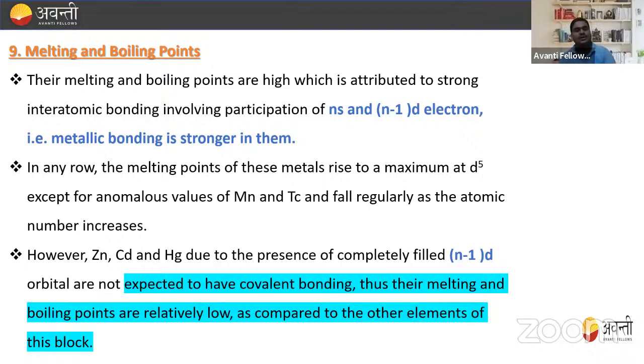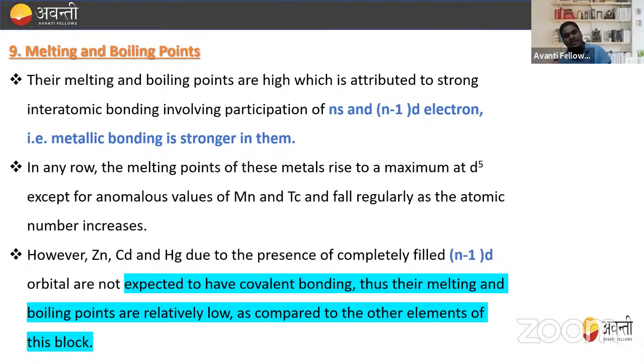Now, in any row, the melting points of these metals rise to a maximum at d5, except for anomalous values of Mn and Tc, and fall regularly as the atomic number increases. So remember this: in any row, the melting point of these metals rise to a maximum at d5 except for anomalous values of Mn and Tc and fall regularly as the atomic number increases.